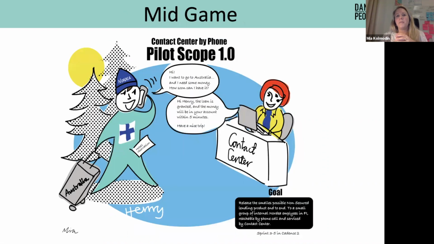And then the mid game, in this case, contact center by phone, pilot scope 1.0, where this person who works within the bank can borrow, I think it was like 100 kronor or something, and calling into contact centers. So no interface for the user, only for people in contact center. And they had to do some steps manually, of course. So this minimized the risks and helps us to understand if the most crucial things actually are working.